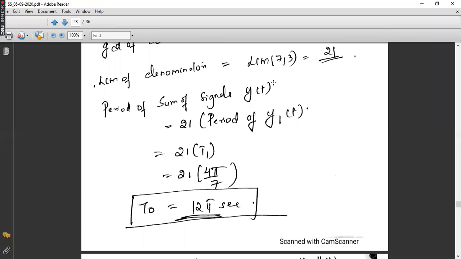So the LCM of the two terms is 21 multiplied by the reference signal that you have taken. Take the time period of that signal and multiply it by 21. So 21 into T1, that is 21 into 4 pi by 7.